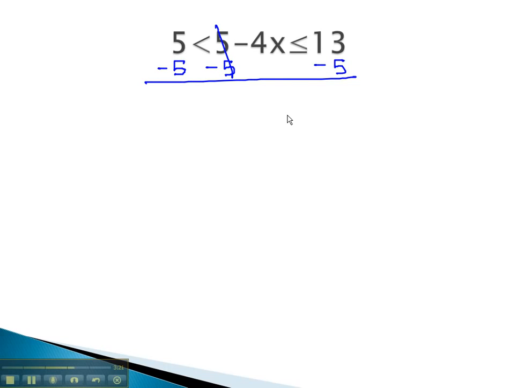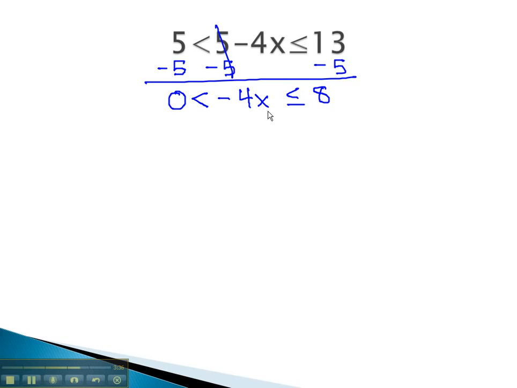As we do, on the left side, 5 minus 5 is 0. This does not mean the left side of the inequality disappears. We just write 0 is less than negative 4x, which is less than or equal to 8.